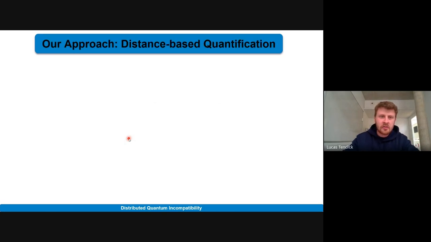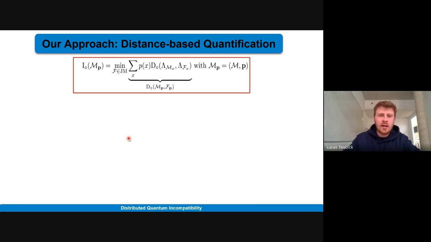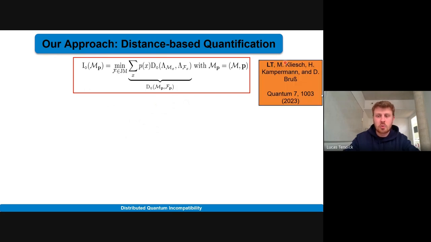So what do we do? We go away from these noise robustness measures and look at a different quantifier, and look at what it can tell us generally about what the subsets of some assemblage tell us about the incompatibility as a whole. We look at this quantifier, which I will explain in a minute, which was introduced in a previous paper by us together with Martin Klich.